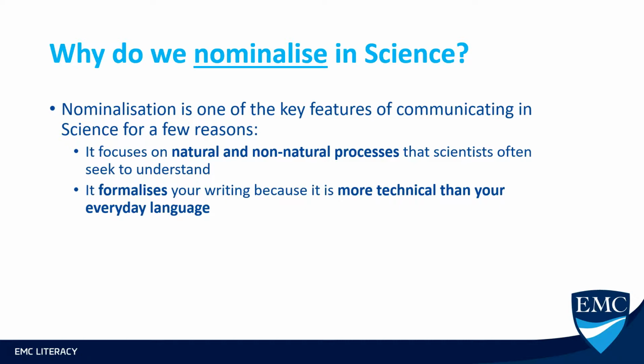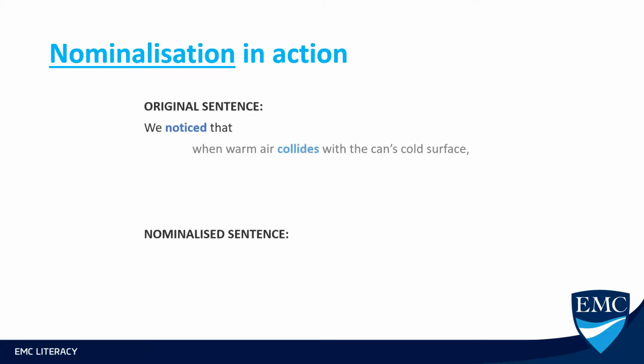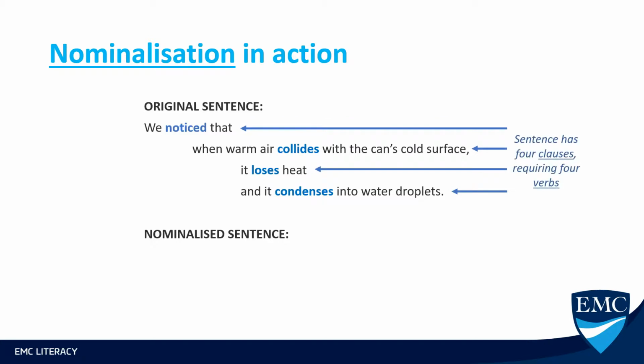So let's take a quick look at nominalisation in action. At the top, we've got our original sentence, something straight out of a prac report. We noticed that when the warm air collides with the can's cold surface, it loses heat and it condenses into water droplets. So this sentence has 4 clauses requiring 4 verbs. This means there's basically 4 layers to the sentence.